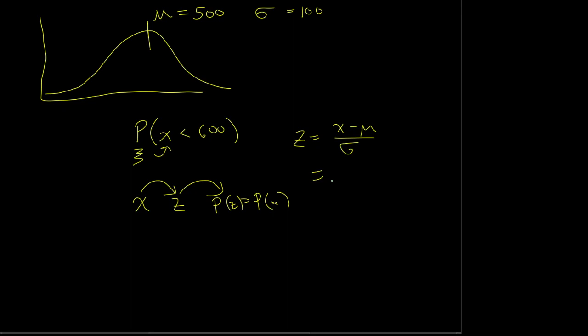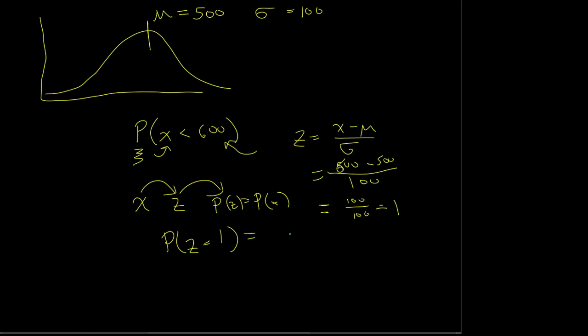Or in this case, what is our x score? 500. No, our x is 600, my apologies, right? Because that's the upper level. There it is, 600, minus the 500, divided by 100, which is going to be equal to 100 over 100, or 1. And so we want the probability that z equals 1.